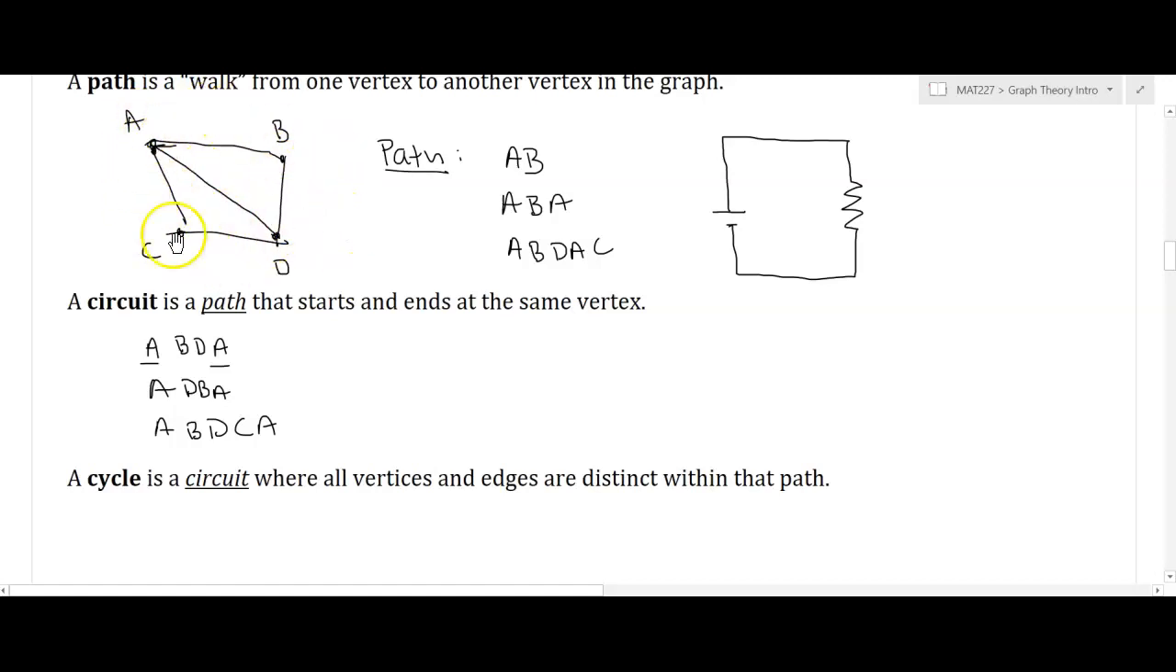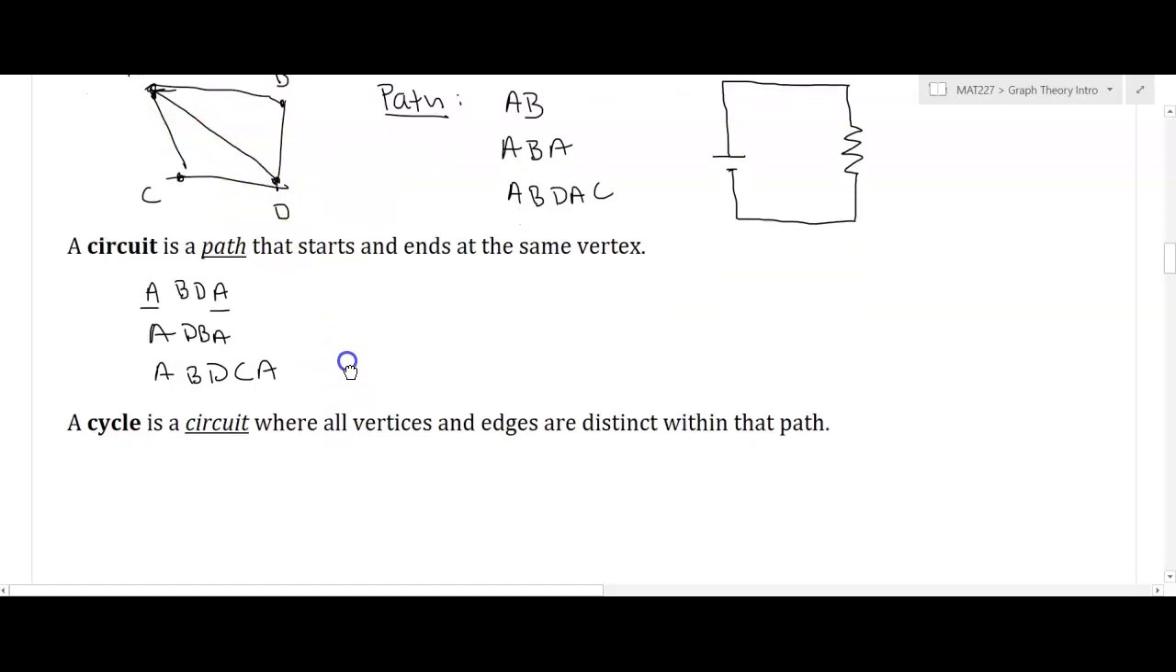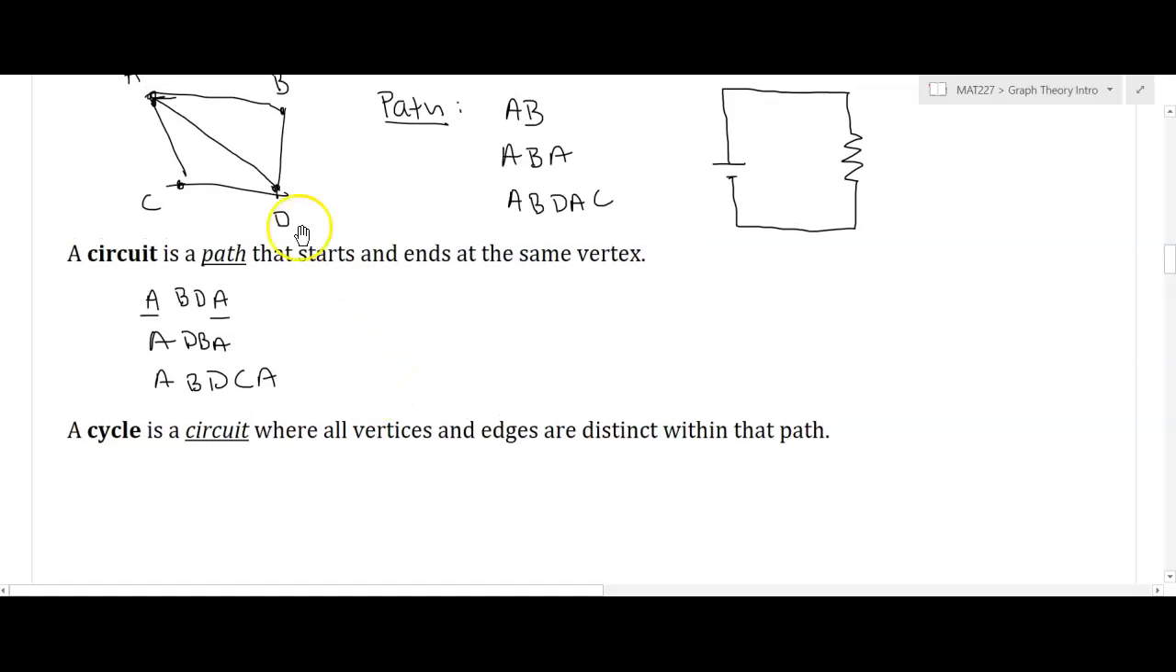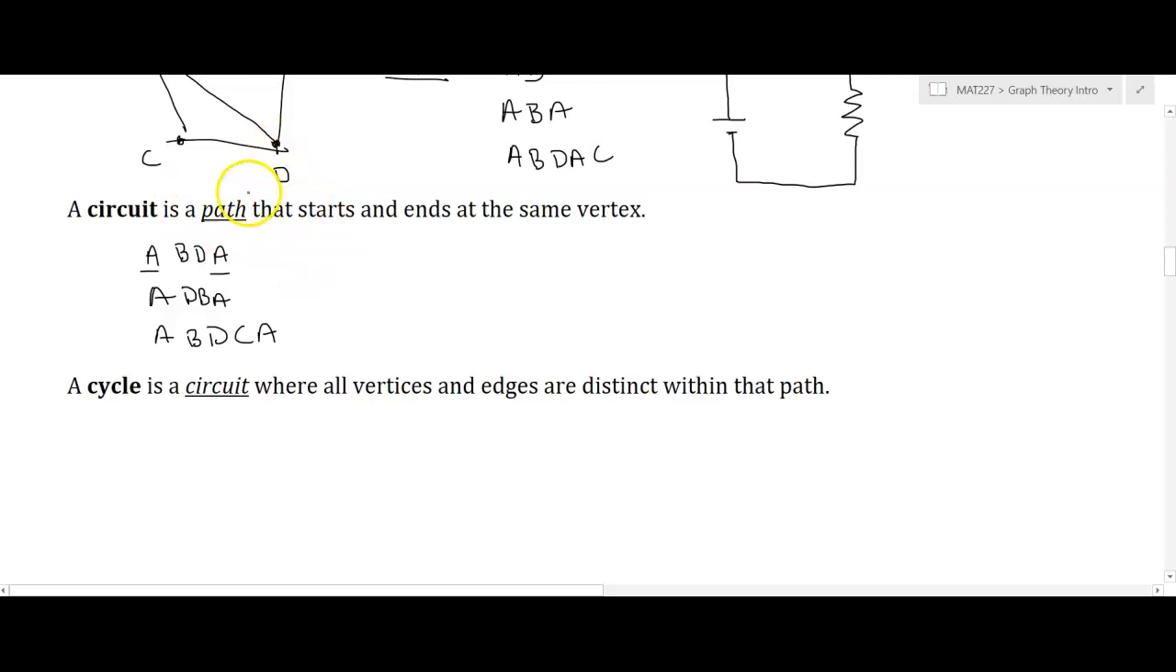And then we could go around that cycle over and over again, just like a washing machine or a dishwasher. We just have to make sure that we don't hit the same vertex twice. So a possible circuit would be A, B, D, B, A. But this would not be a cycle because we hit the same vertex twice.